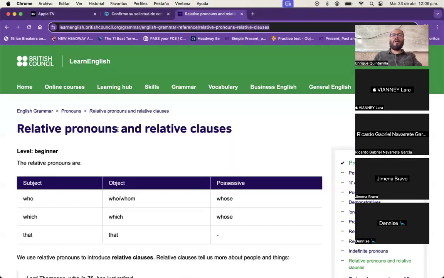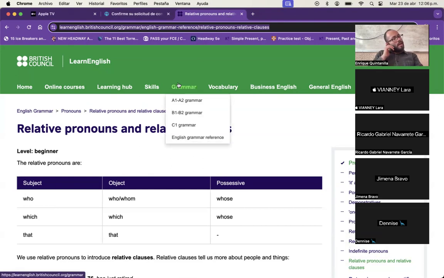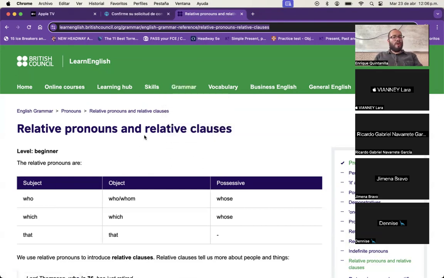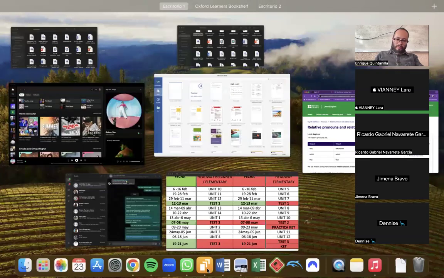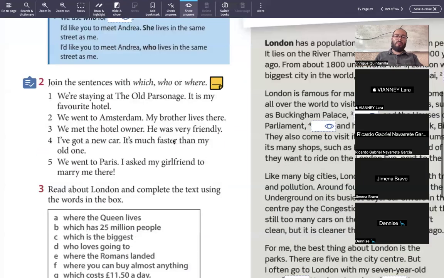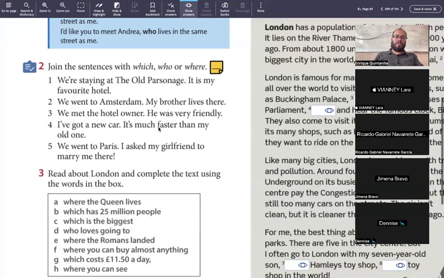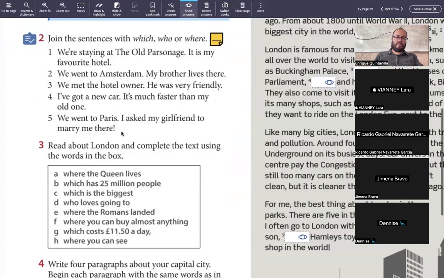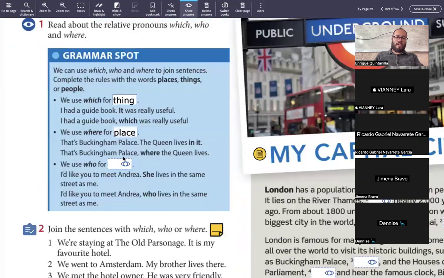Okay, so we're going to start with the link that I shared with you because it's related to our topic. Our previous topic was relative pronouns and relative clauses. From the book, from this page, there was some homework, the same, page 98. If we remember, we only checked three, but there are more.